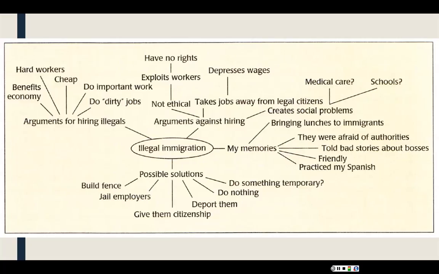The other good thing about idea maps is that it builds in some organization. So now we don't have to decide what categories we have because we've already decided which categories things are in. We have specific arguments in favor of hiring illegal immigrants, arguments against, Michael's memory of encounters with illegal immigrants, and possible solutions to the immigration problem that he's heard of.